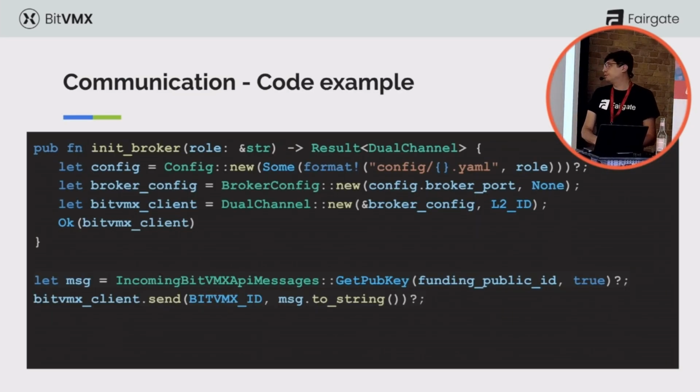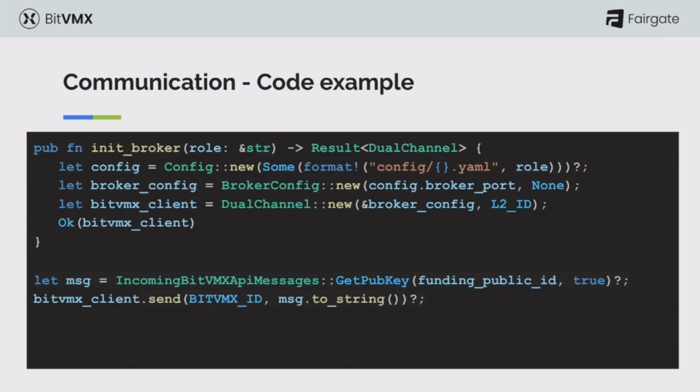So, a brief code example. Here we're going to initialize the broker. We're going to start our configuration. You can find that in config YAML. This is also in the example repo, but in mostly any repository of BitBMX that uses the broker, you will see this config file with IP, port, certificates, and the things that we mentioned previously. We will be creating our broker. In this case, we will use a dual channel.